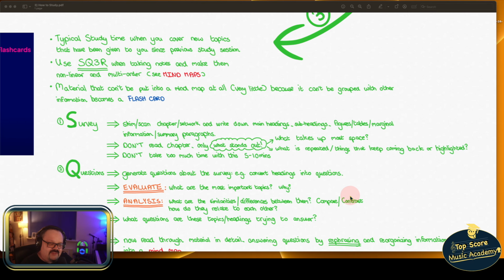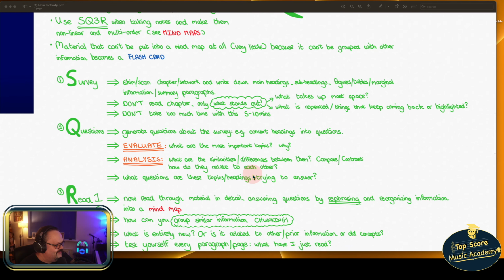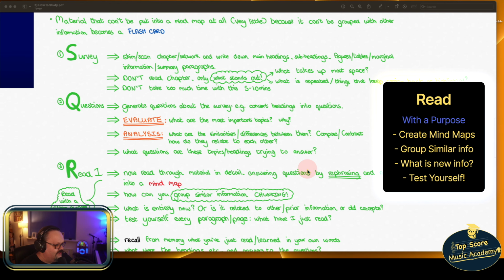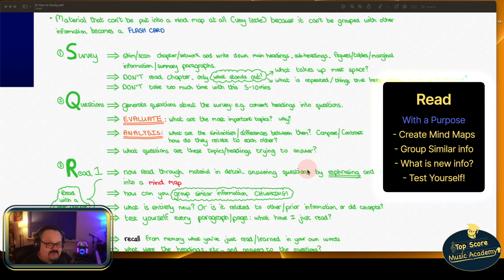Okay, so that's survey and questions. The next thing then is read. Number 1, the first of our 3 R's: read, recite, review. This is going to be the read part. Now this is where you're actually putting pen to paper and doing your hours and hours of study. This is where it all really starts.